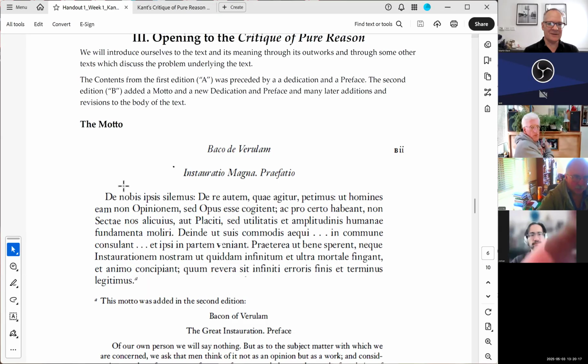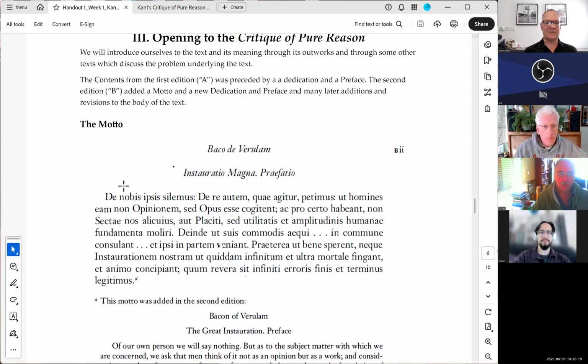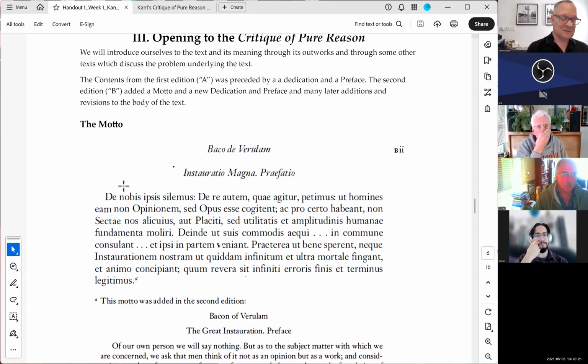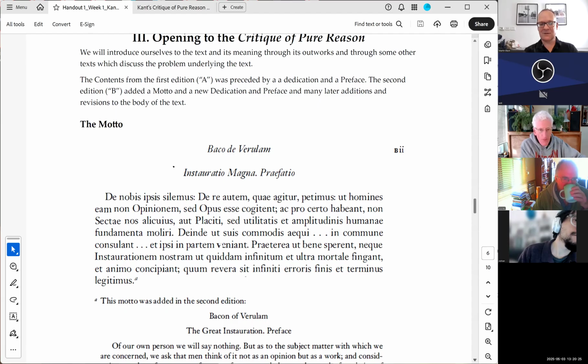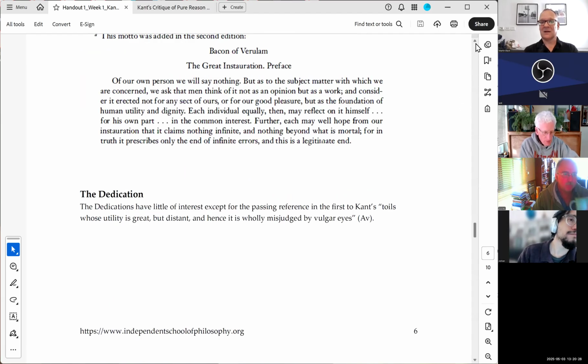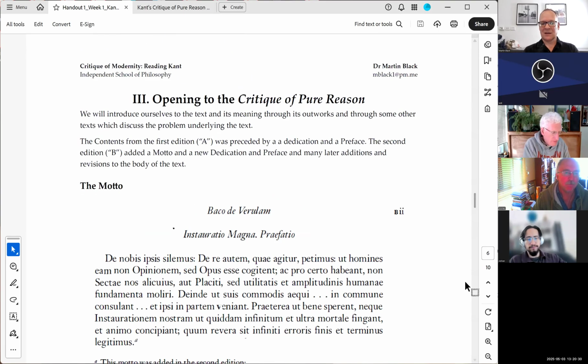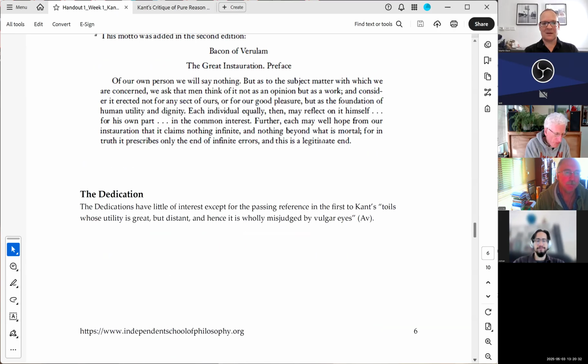On to more practical things. So we'll just stick to the handout for a couple of seconds, but we're going to look at actual Kantian writing, although we start with a quote from Bacon. And this is, I think, extremely important. So this is page 6 of the handout.